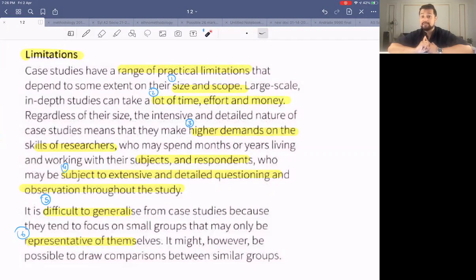Regardless of the size, the intensive and detailed nature of case studies means that they make higher demands on the skills of the researcher. The longer you're conducting this study, the more the skills of the researcher are being tested. Yes, sir. The research team needs to be well equipped with the knowledge and the skills, and the ways through which they need to collect data, making a point that they do not end up going native, and that if it's a covert observation, let's just say I'm making it up, the participants shouldn't find out.